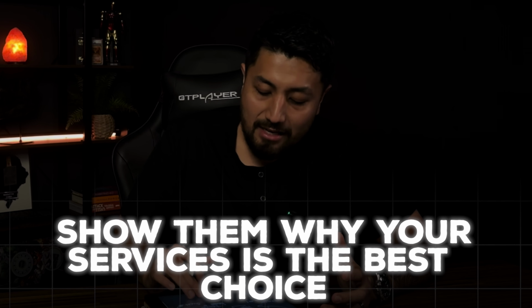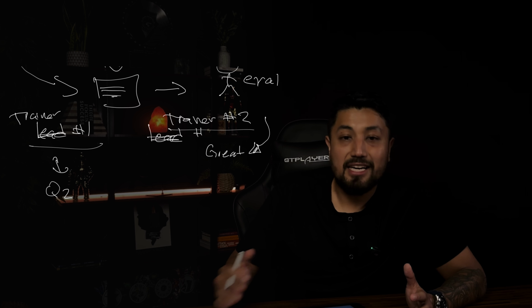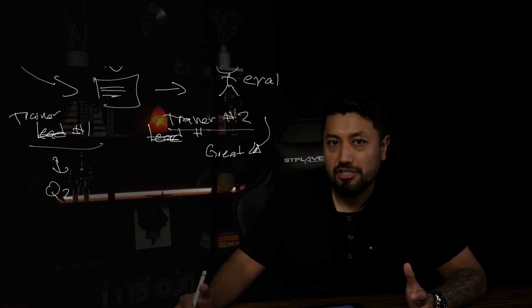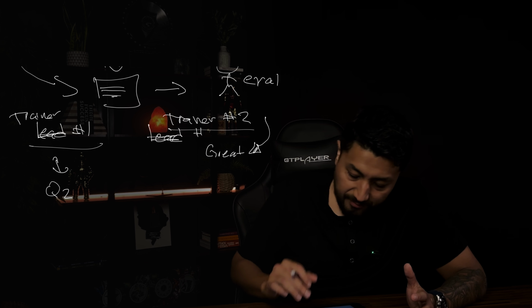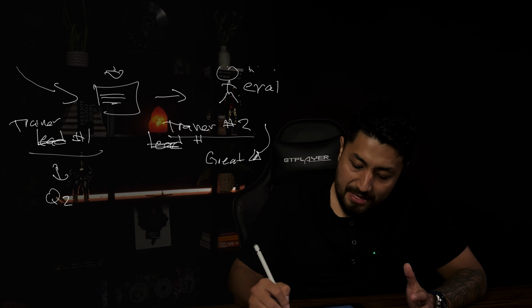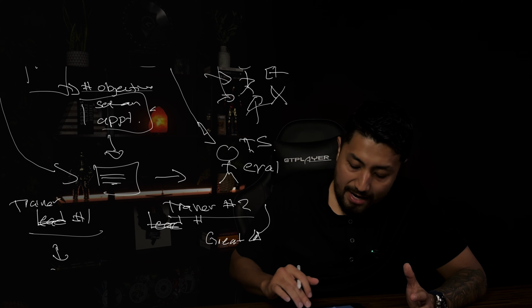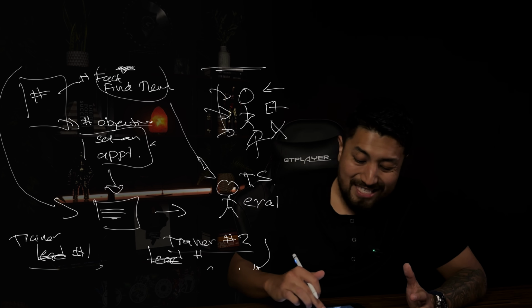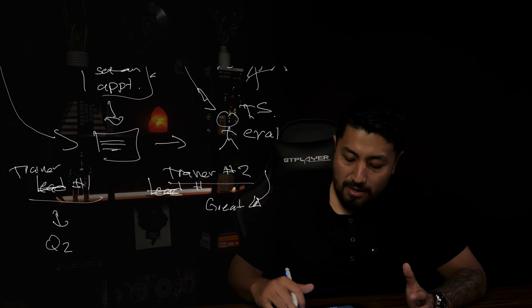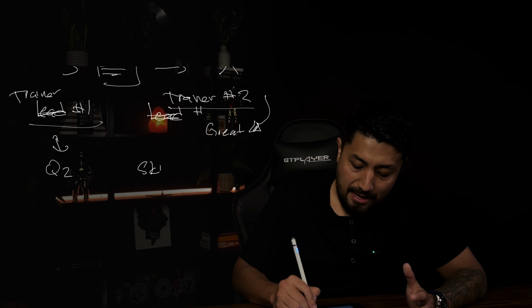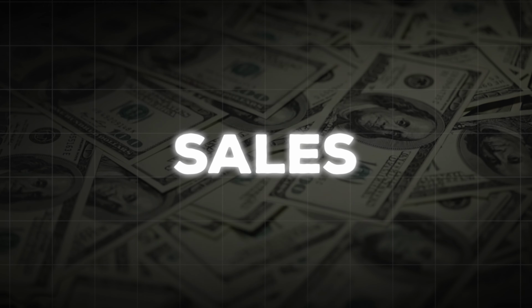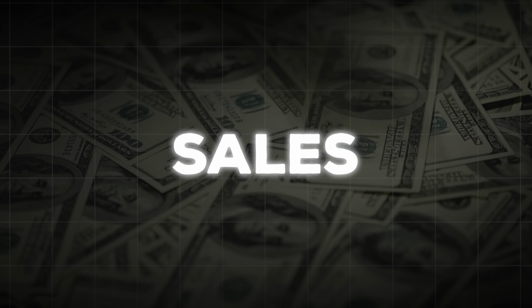Because at the end of the day, what you're doing is you're selling an outcome. You're not selling dog training, you're selling an outcome, and those trainers who really understand this are the ones that make the most money. So this is why this call is the most important call. And this is all because of one skill, and that is sales. At the end of the day, it is sales.